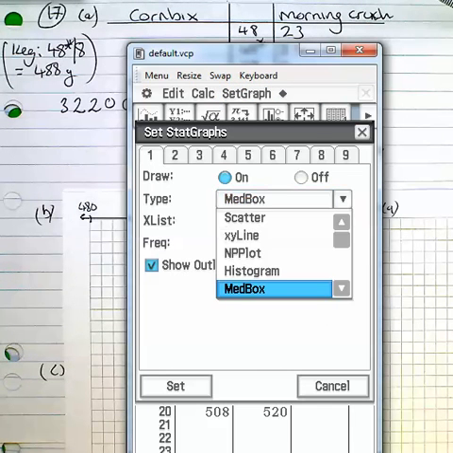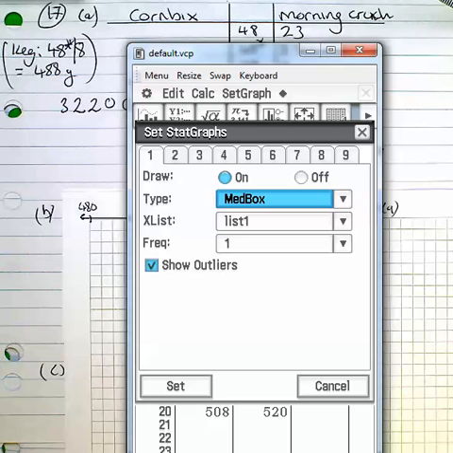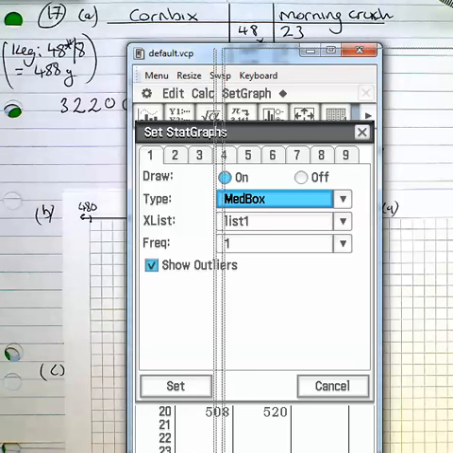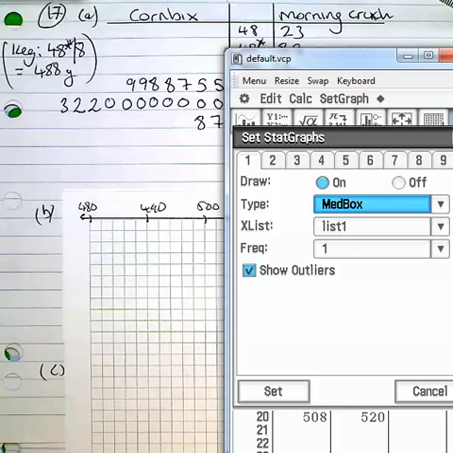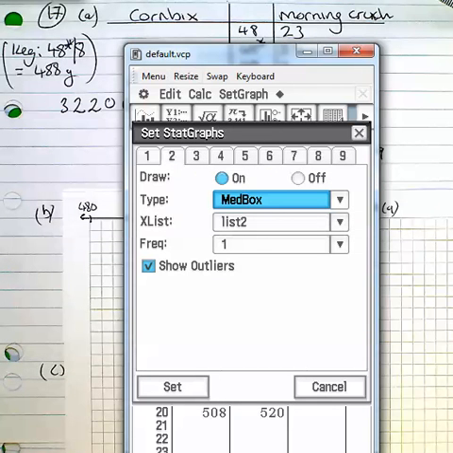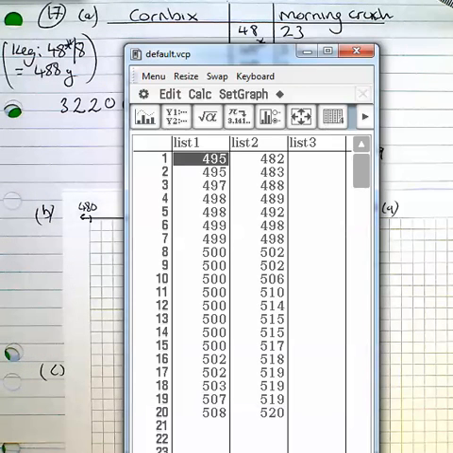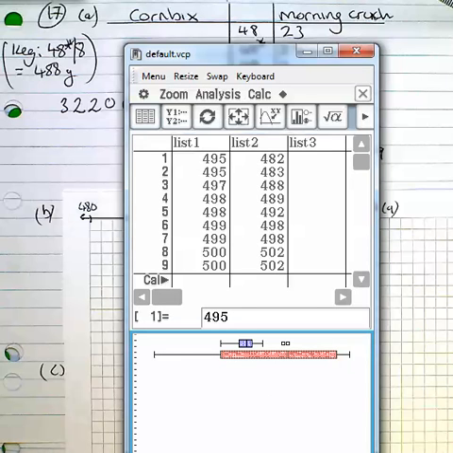Now I'm going to make that the median box, and you notice here I've ticked the outlier. Now because we've got two sets of data, that of the Cornbeck's and that of the Morning Crunch, I have to also fire up my median box for list 2. You'll have to set that. Make sure the outlier is ticked. Press set, and we'll have a look at the two graphs.